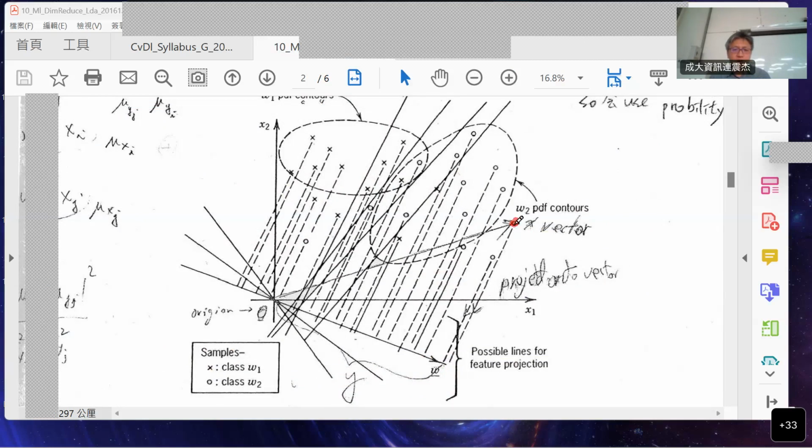So any point here, there is a vector. Point meaning what? From 0, you have a vector to here. And this vector will be projected to the 1D. Project. So this here is x, and the projection becomes y.